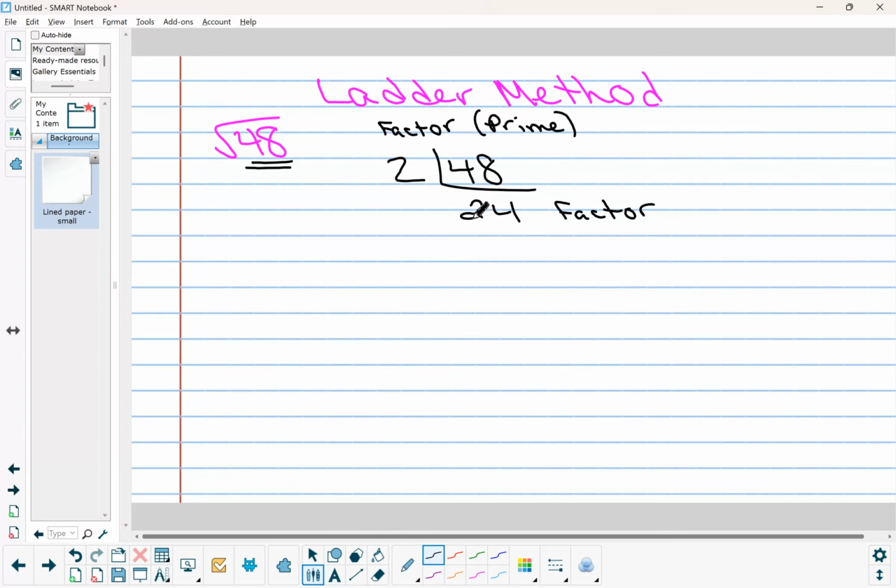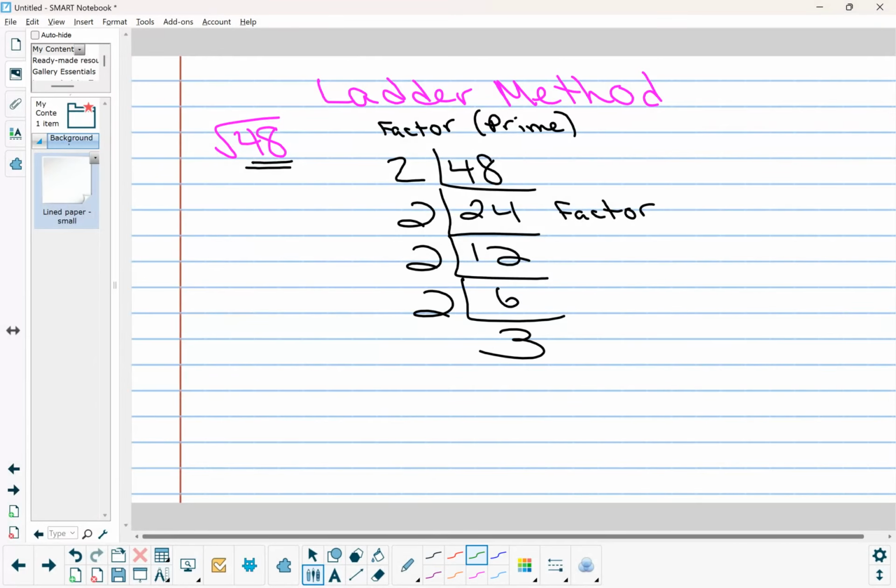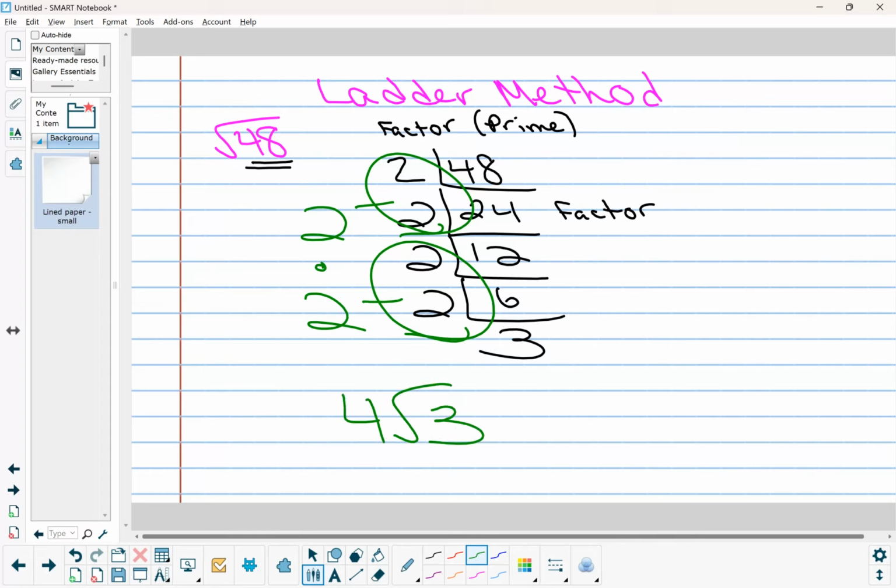This one down here is not prime, so I'm going to do that again. 2 and 12, not prime. So 2 and 6, not prime. So 2 and 3. And then I'm just going to circle pairs like we did before. So those 2 will give us a 2. Those 2 will give us another 2. And then we have the 3. We multiply those together. So there's your 4 radical 3.